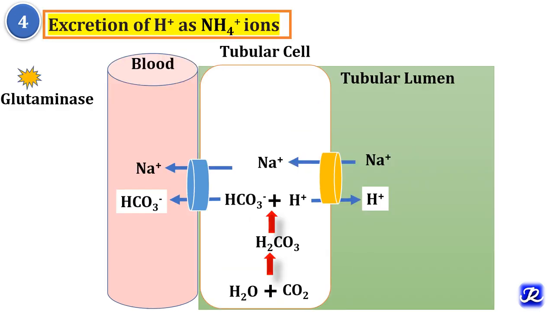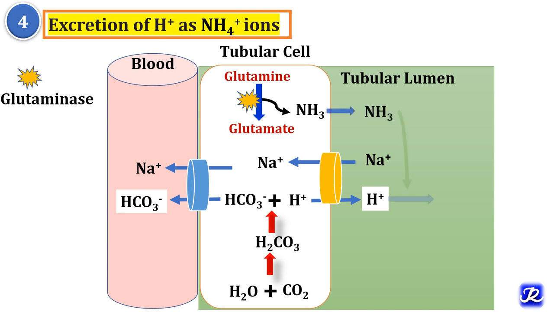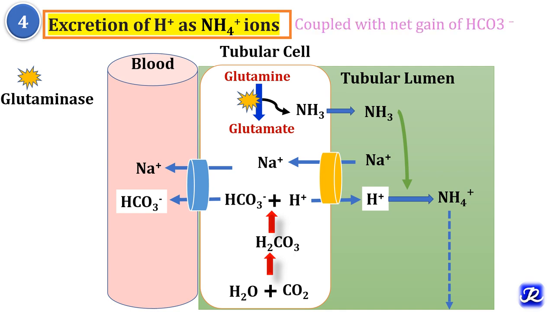The fourth mechanism is excretion of hydrogen ions as ammonium ions. The glutamine present in the tubular cell, by the action of enzyme glutaminase, is converted into glutamate. There is release of ammonia. This ammonia is diffusible, so it comes into tubular lumen. It combines with hydrogen ions to form ammonium ions, and it is excreted in the urine in the form of ammonium ions.